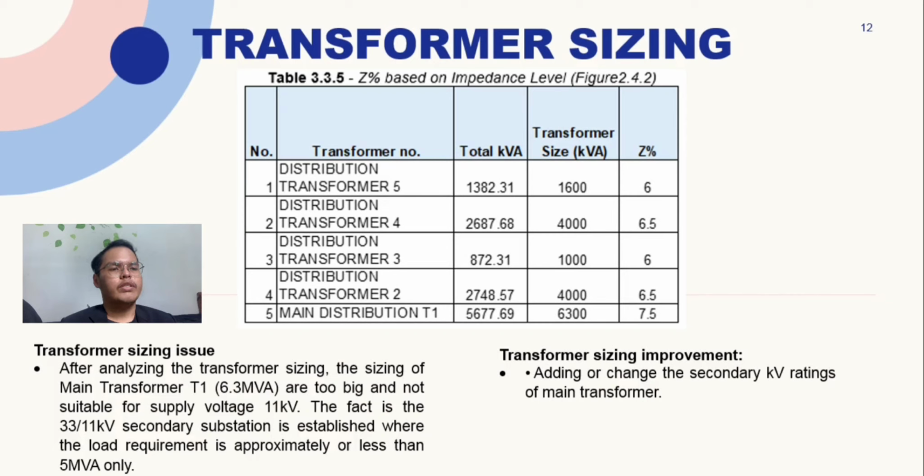After we analyze the transformer sizing, issues are identified: for T1, 6.3 MVA, the sizing is too big when matched with 11 kilovolt. The fact is that a 33 over 11 kilovolt secondary substation is established where the load requirement is approximately or less than 5 MVA only. So 6.3 MVA is bigger than 5 MVA. For the improvement, we change the kV rating of the main transformer to a higher value, which is 22 kilovolts.